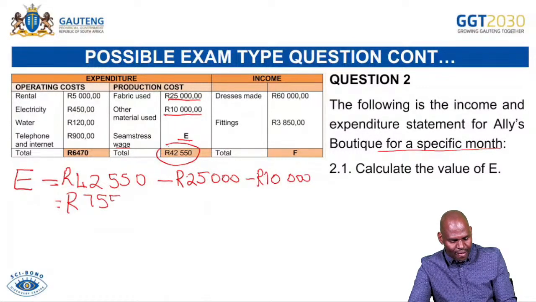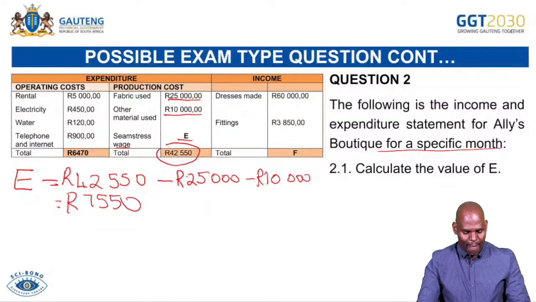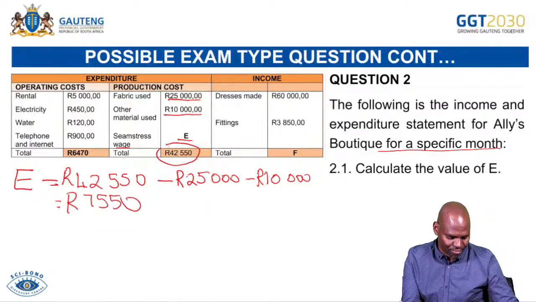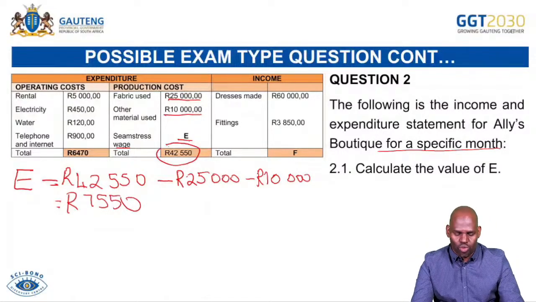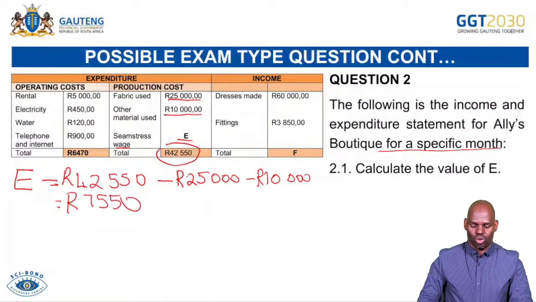7,550. So that is the answer for number 2.1. You might have a slightly different way of doing it, but as long as at the end of the day the answer is 7,550, then your method is correct. I know some of you will start by adding 25,000 and 10,000 to get 35,000, and from that you say 42,000 minus 35,000, so that will also be correct.